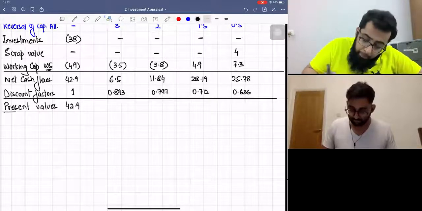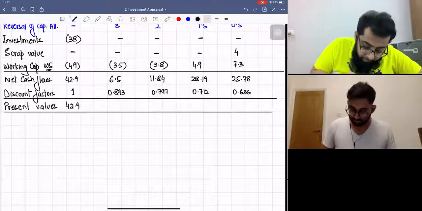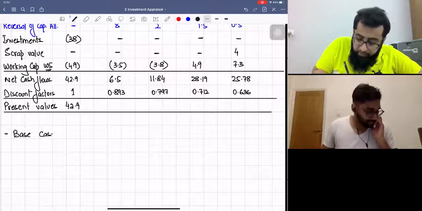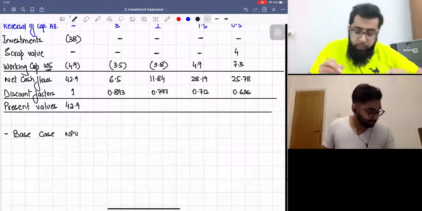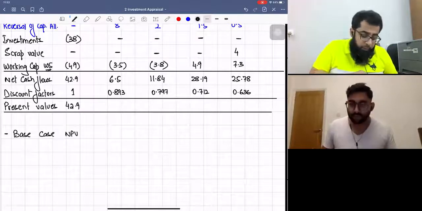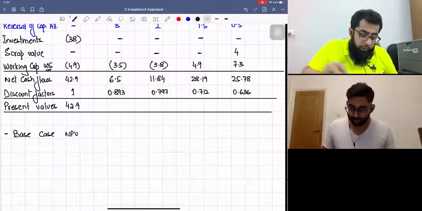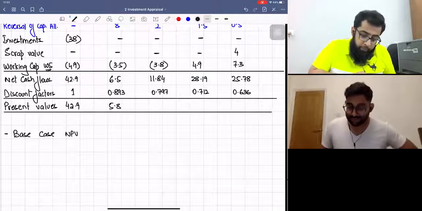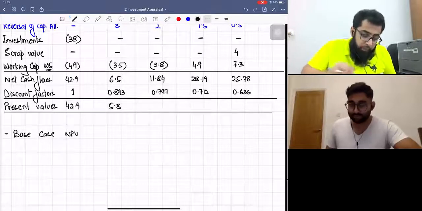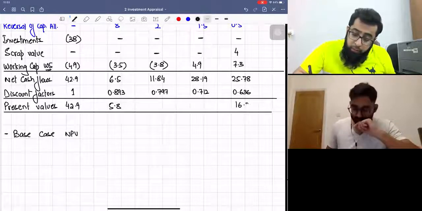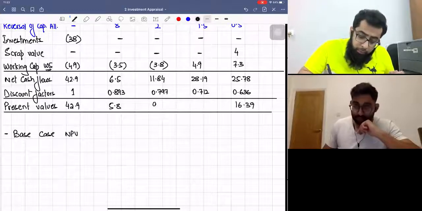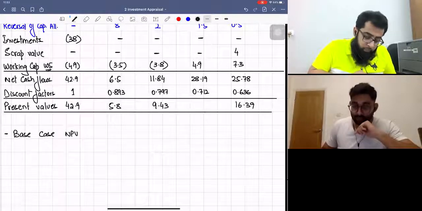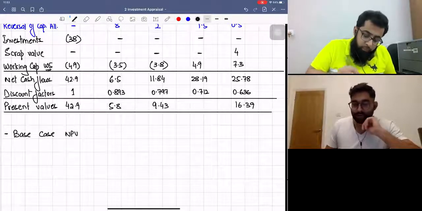$42.9. And this will be our base case NPV. So 6.5 into 0.893. Last is 16.39, 16.39, 9.43, and 20.07.